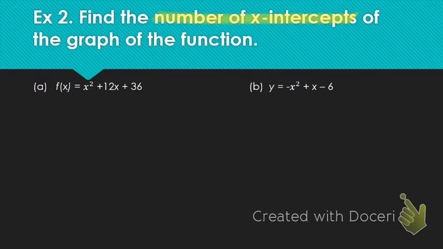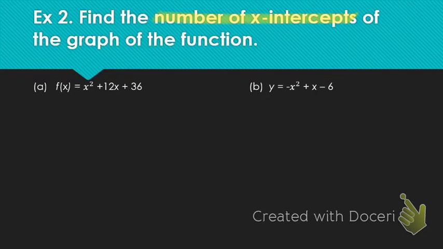Now, what are we going to use in order to find the number of x-intercepts? We're going to use the discriminant again. And here's what I need you to understand. Example 1 and example 2 are asking you to do the exact same thing. They're just using different words. Correct? Do you agree with that? Yes. Example 1 said find the number of real solutions. Example 2 says find the number of x-intercepts. Solutions and x-intercepts are the same thing. So you've got to pay attention to the directions. If it's asking you for the number of real solutions or the number of x-intercepts, you have to use the discriminant.